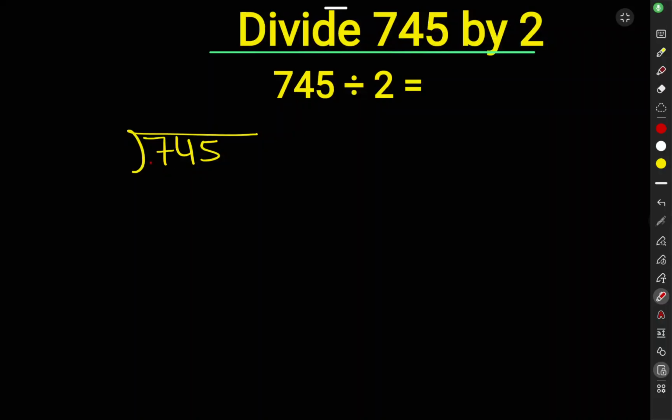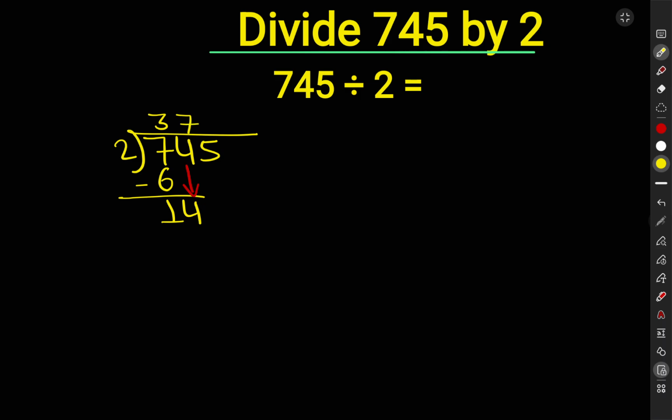We divide 745 by 2 in the long division method. So 2 times 3 is 6. On subtracting we get 1. So now we put down this 4 and it is 14.